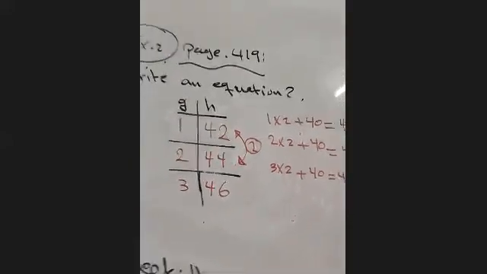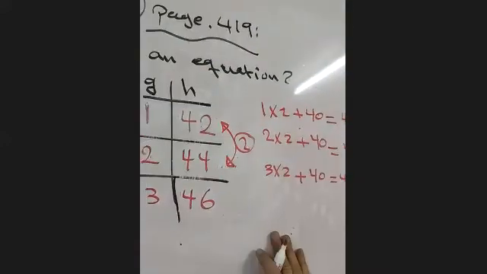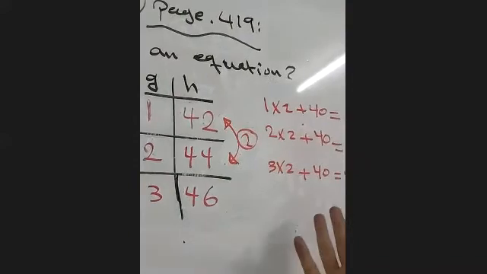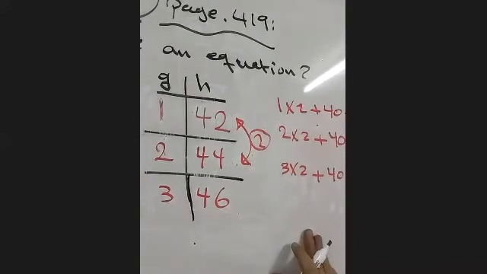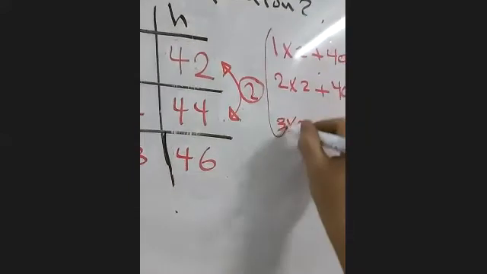What we are doing here, we are multiplying by 2 and adding 40, right? So what's the formula? Do you know? What are these values for?